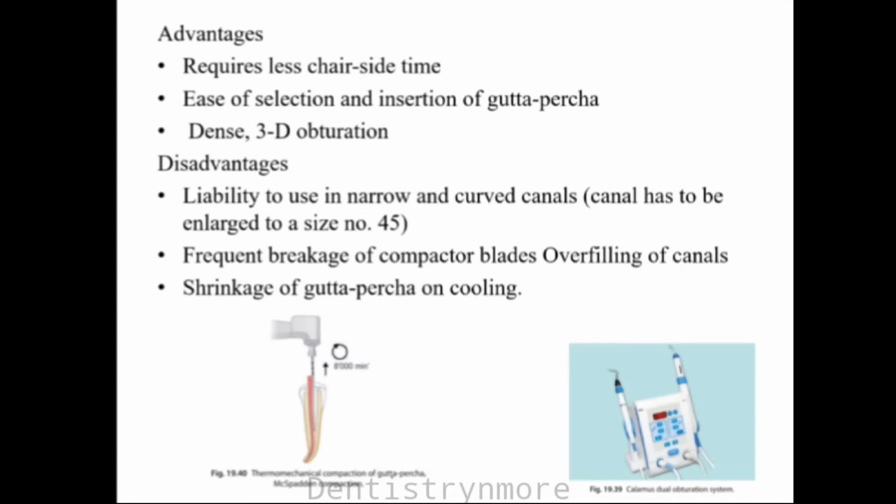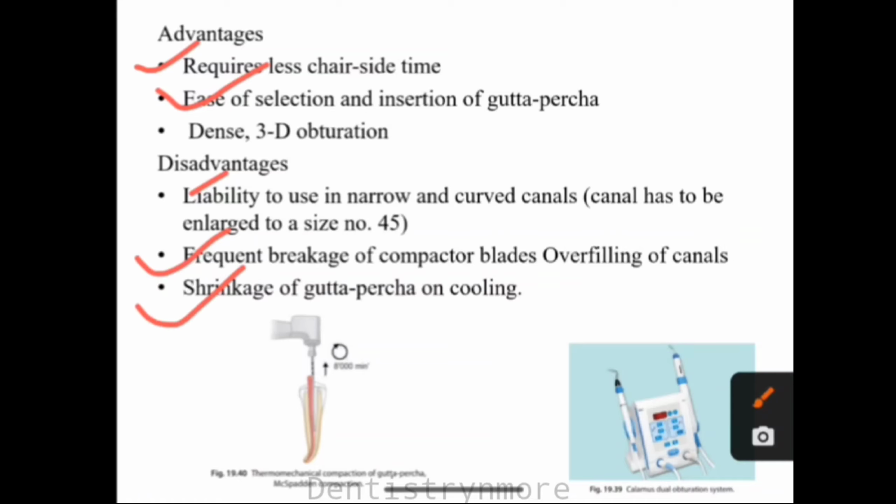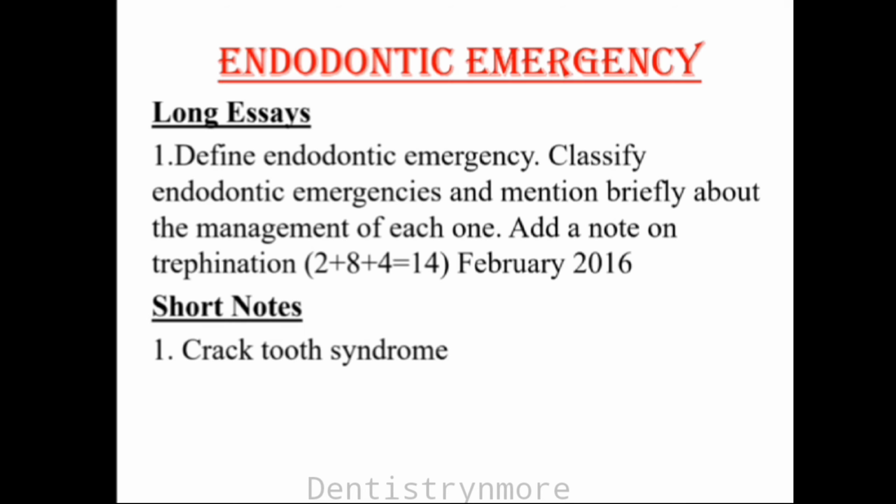The advantages and disadvantages are as follows. The advantages include that it requires less chairside time, and there is ease of selection and insertion of the gutta-percha. The disadvantages are limited use in narrow and curved canals, frequent breakage of the compactor blades, and shrinkage of the gutta-percha on cooling. And this is all about the obturation of the root canal. Now we are moving to the next topic, that is endodontic emergency.